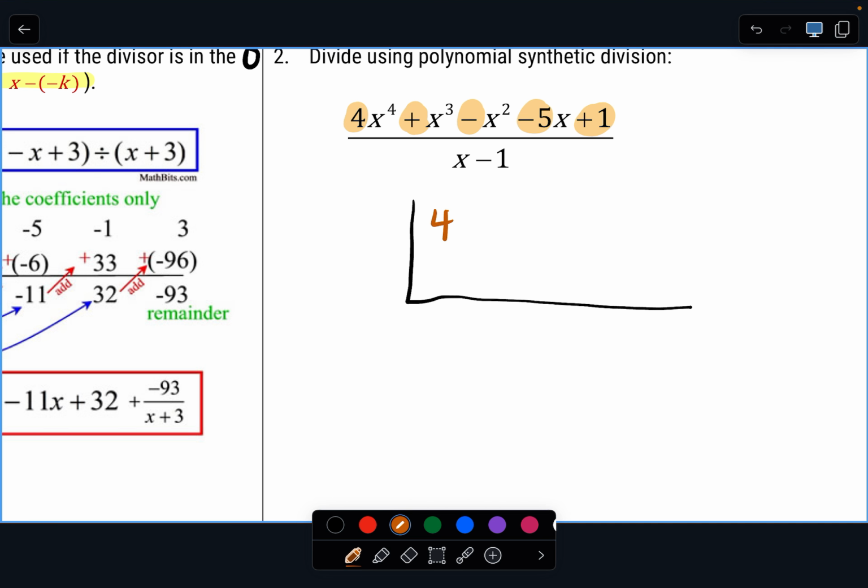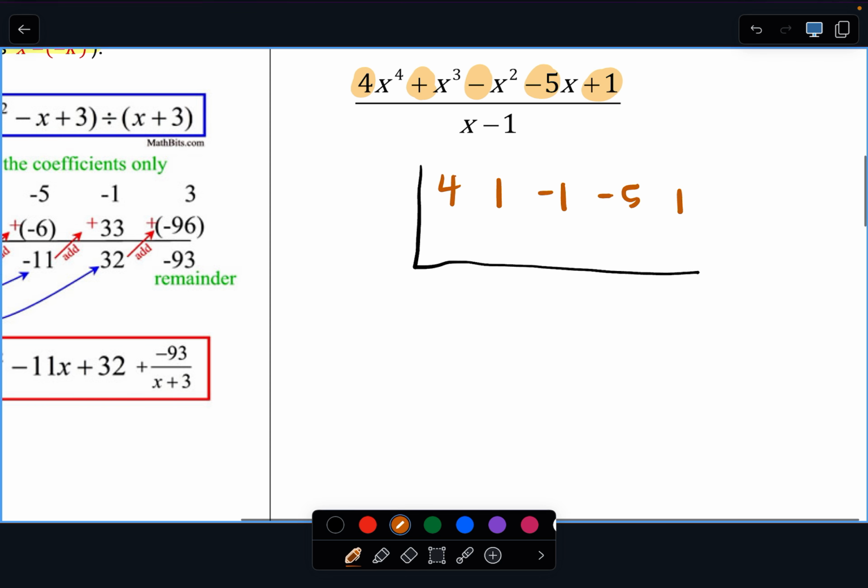Remember, we only want numbers for synthetic division. We don't want variables. So 4, a positive is just a 1. A negative is a -1. I have -5. I have +1. So I literally just took the numbers that I have in my dividend and wrote them out.